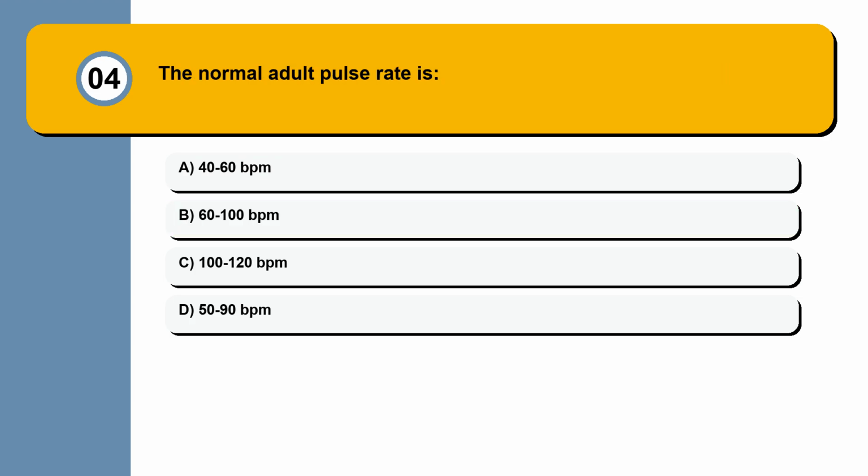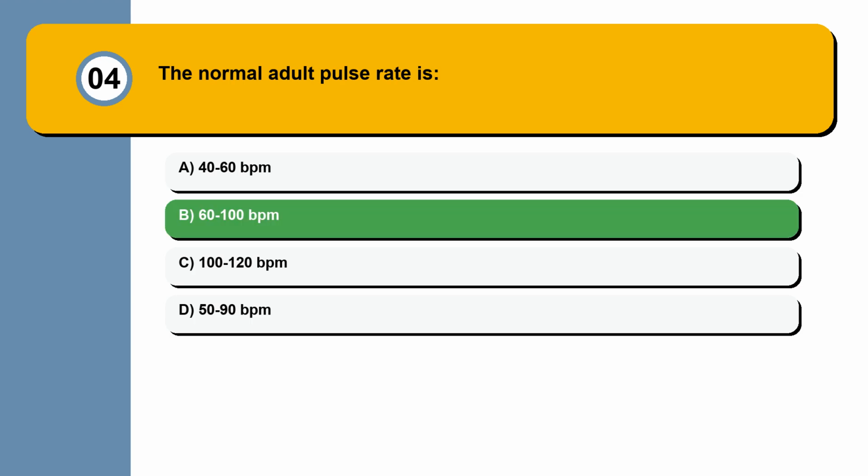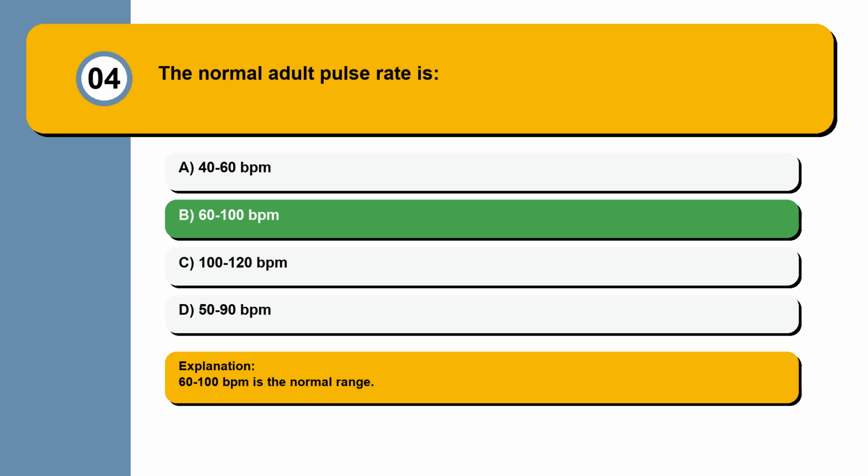Question 4. The normal adult pulse rate is 40 to 60 bpm, 60 to 100 bpm, 100 to 120 bpm, 50 to 90 bpm. 60 to 100 bpm is the normal range.